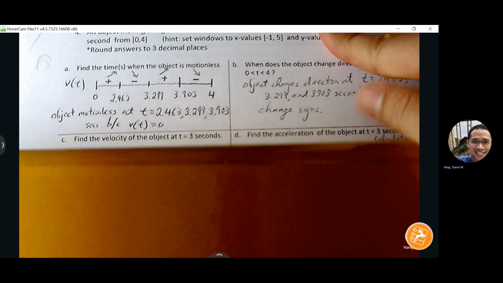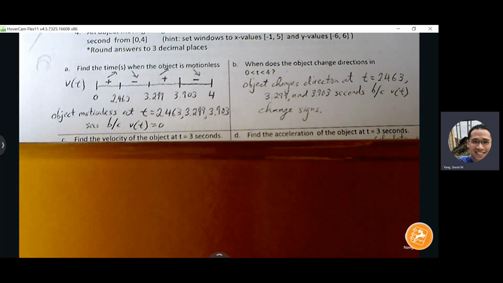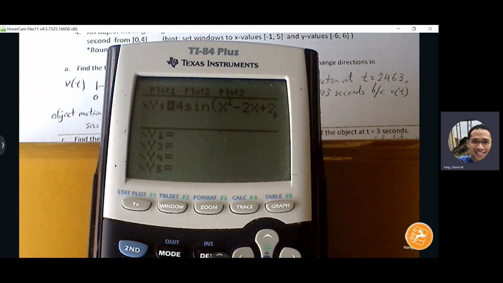Part C says find the velocity of the object at t equals 3 seconds. Well, we have the velocity function stored under Y1. So what you can do is just call the function and let it insert for you.